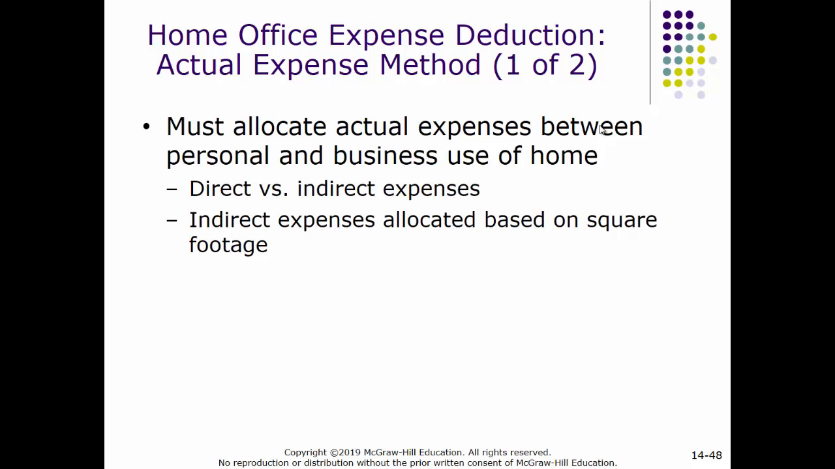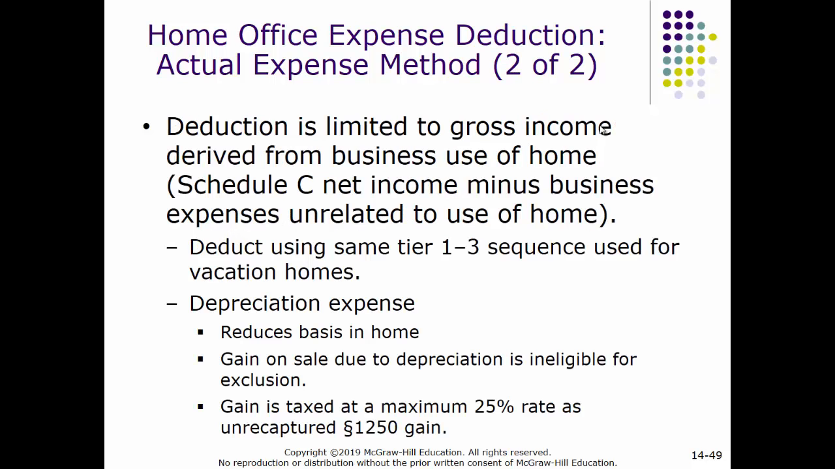So let's say somebody has an office and they have an expense related only to that office, then that's a direct expense. An indirect expense would be one that relates to the entire home, and then we have to figure out what portion of that entire home is the home office, and then we allocate based on that, for example, square footage. And so the deduction for a home office is limited to the gross income from that business. And then you use the same tier 1, 2, and 3 sequence as we do for vacation homes.